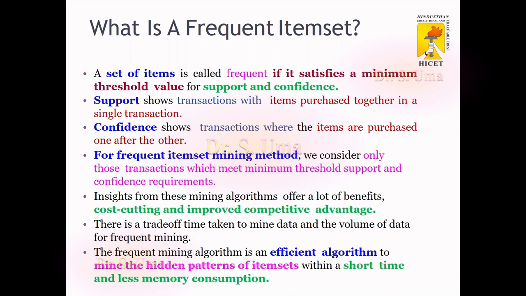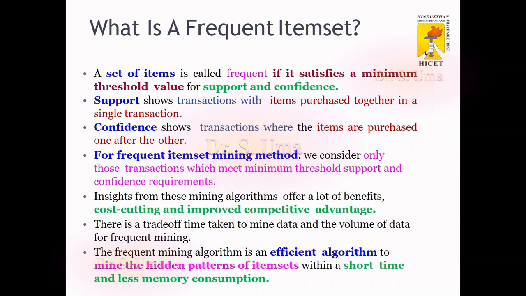Now let us see what a frequent item set is. A set of items is said to be frequent if it satisfies a minimum threshold value for the support and confidence. The support shows the transactions with items purchased together in a single transaction, whereas the confidence shows the transactions where the items are purchased one after the other. We consider only those transactions which meet the minimum threshold support and confidence requirements for calculating the frequent item sets in frequent item set mining.